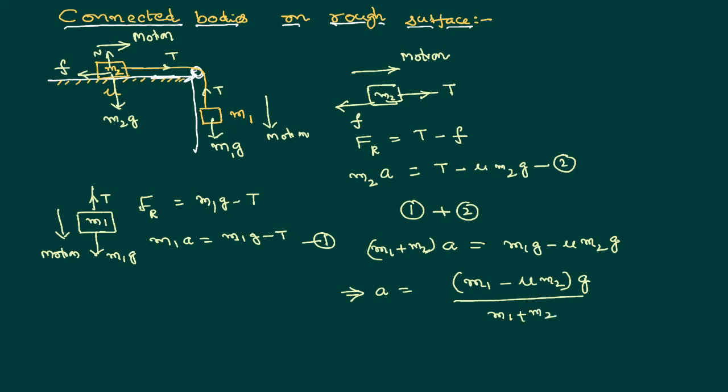By substituting the value of this acceleration in equation number 1 or 2, we can also calculate the tension acting in the wire. This concept is called free body diagrams and applying Newton's laws of motion. Here we have applied it by considering the frictional force also into action.